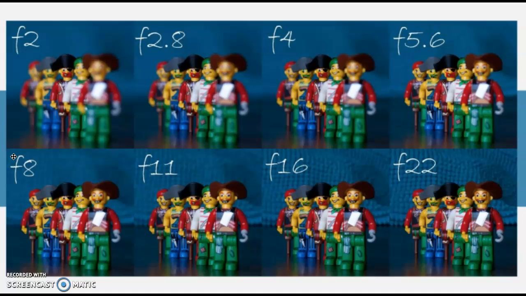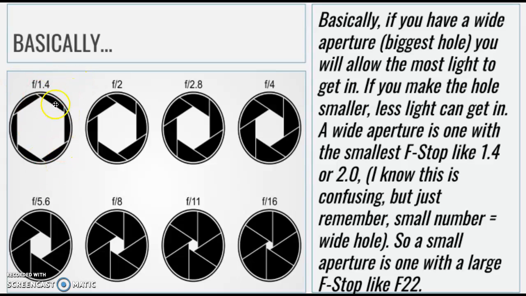So deep depth of field, you'll see here, F22, everything in your composition is in focus. Okay, F22, bigger the number, smaller the hole. F2, smaller the number, bigger the hole. Okay, once again, F1.4, smallest number, biggest hole. F16, biggest number, smallest hole.